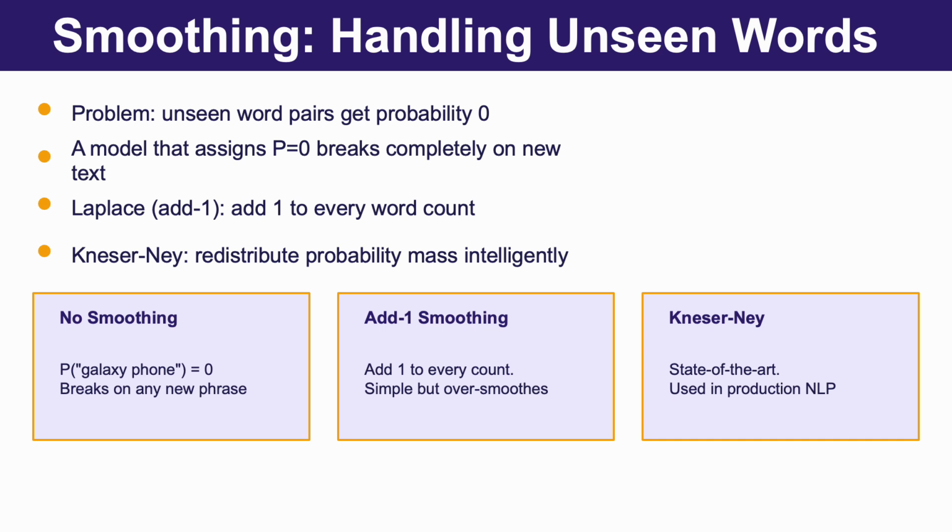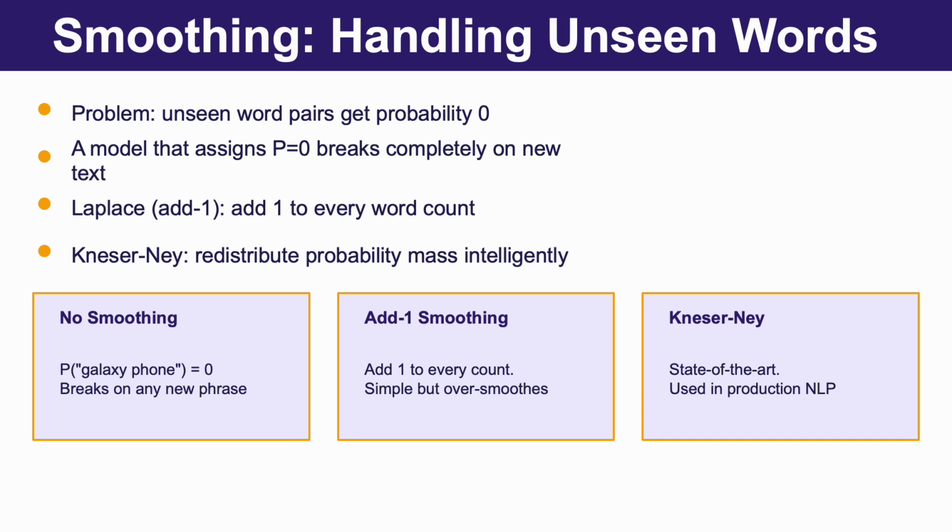The simplest version is called add-1 or Laplace smoothing. Add 1 to every word count before computing probabilities. More advanced methods like Kneser-Ney are smarter about how they redistribute the mass, and work much better in practice.